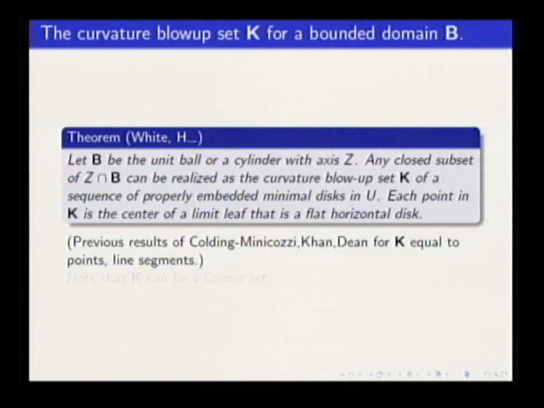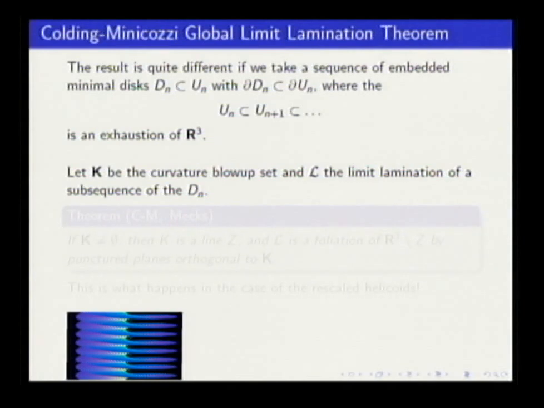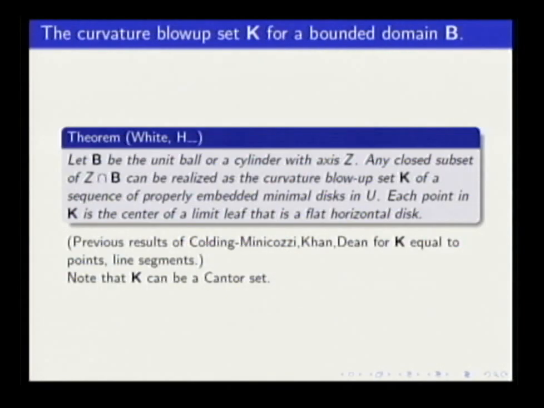Previously, Colding-Minicozzi, Khan, and Dean did this for K equal to a finite number of points or line segments. But here, we can get any closed set, and it could be a Cantor set. So things can be quite complicated.